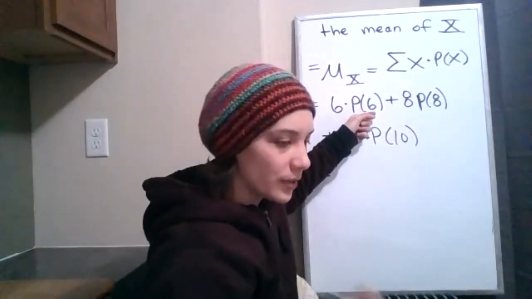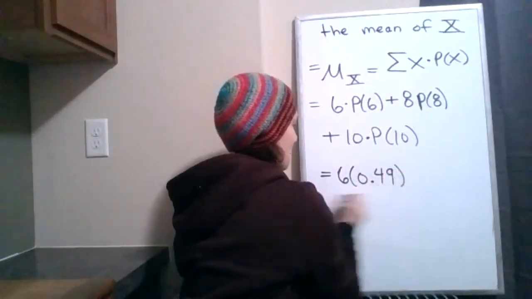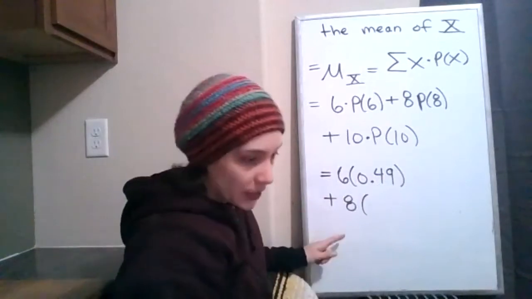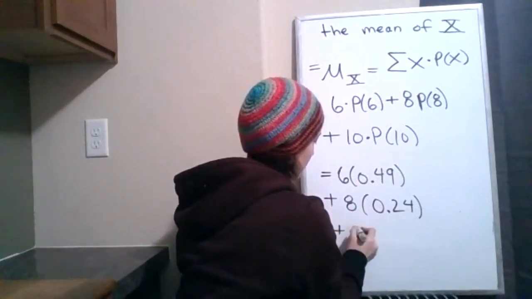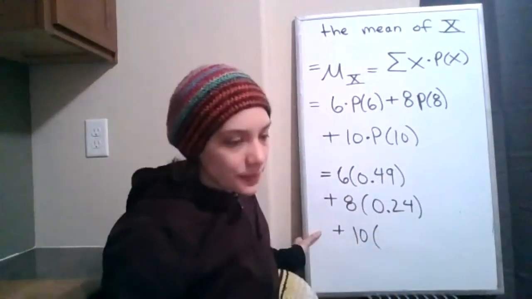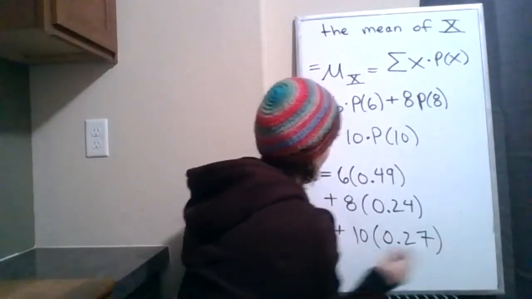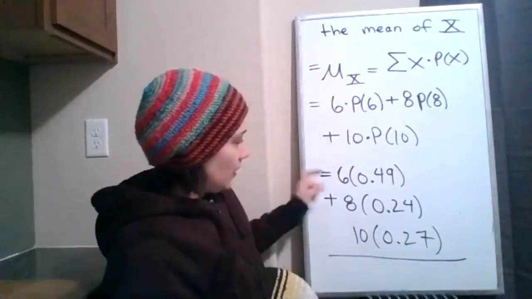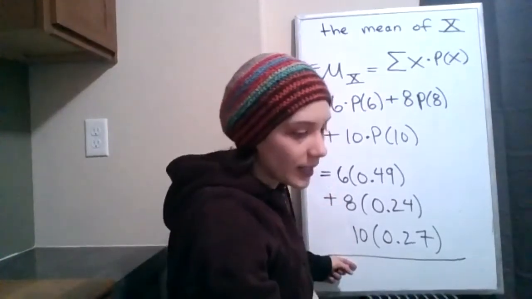Probability for 6 was 0.49. Okay, 8 times 0.24. Then 10 times 0.27. Actually, if we're going to do it all long ways on the whiteboard. Okay, this plus this equals, I got 7.56.